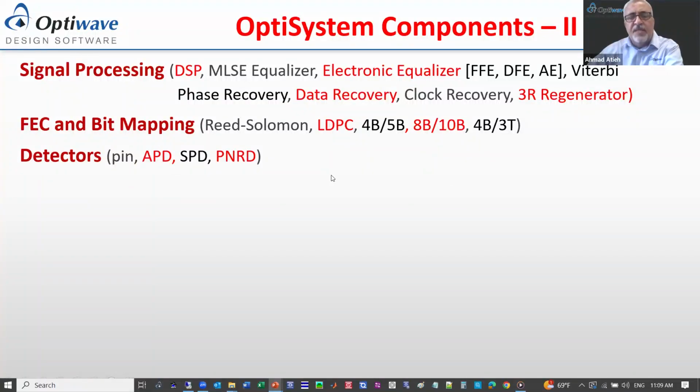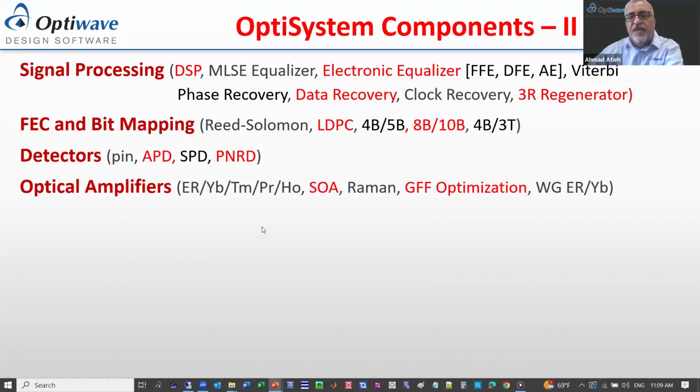There are detectors. We have PIN detectors, avalanche photodetectors, single photon detectors, and photon number resolving detectors. Optical amplifiers: you can build any type of amplifier from scratch using doped material from erbium, ytterbium, or erbium-ytterbium, thulium, praseodymium, holmium. Also, you have gain blocks using these components. You can use them in any region of operation of interest. There are semiconductor amplifiers, Raman amplifier models, and erbium-ytterbium waveguide designs.